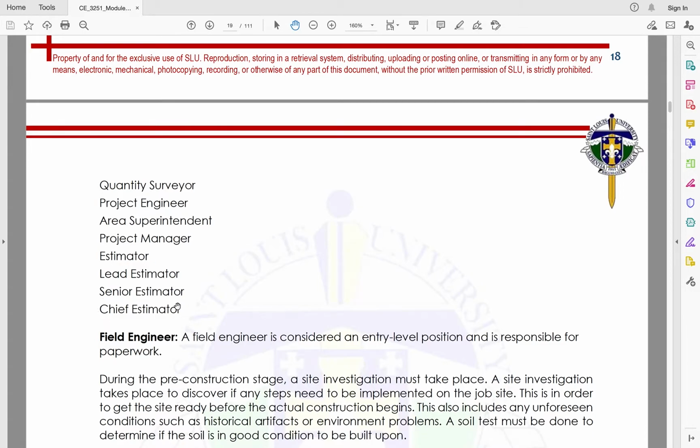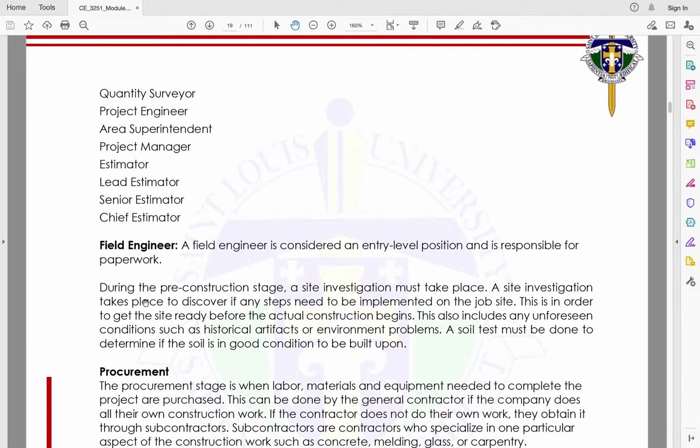So, for example, you have different departments for the estimating team. So, for example, pag sobrang laki ng project, nadi-divide yung department ng pag-estimate. Okay? So, kumbaga, the chief estimator is the head of the department. Okay? So, ayan. Next is a field engineer.